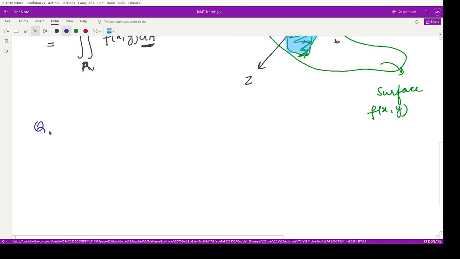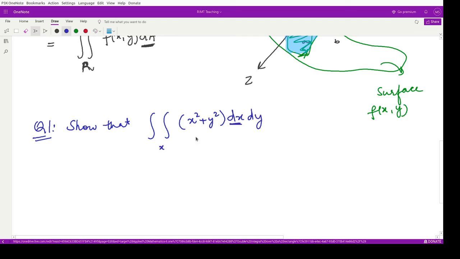So for the first question, we have to calculate or show that the integration of the curve x square plus y square dx dy over the limits. Here the limits with respect to x, because here we are calculating first with respect to x, they are given to be 0 to 3, and the limits with respect to y are given to be 1 to 2. Show that this quantity is equal to 16. So this is our first question.